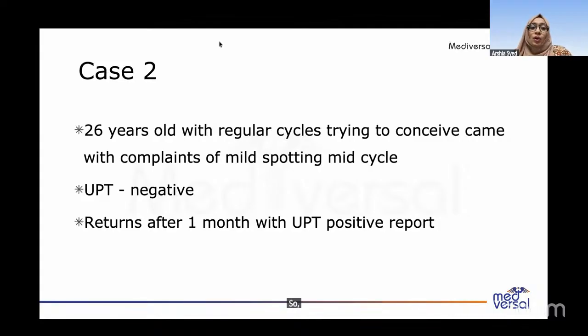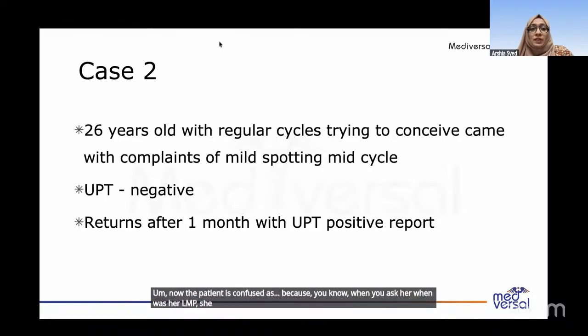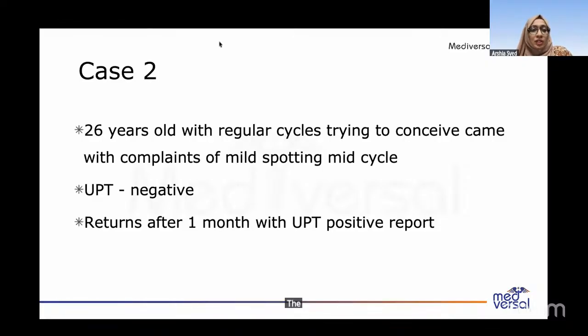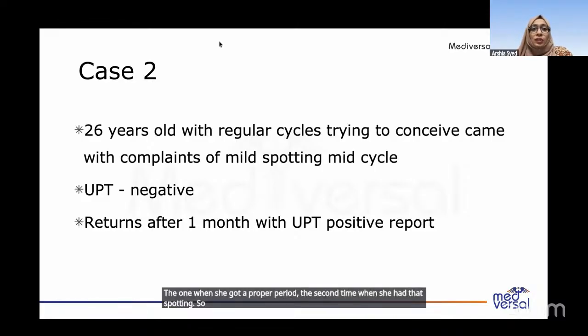So she repeated the urine pregnancy test after a month, and this time it has come as positive. But now the patient is confused, because when you ask her when her LMP was, she feels like she had two cycles: the one when she got her proper periods, and the second time when she had that spotting. So she is confused as to whether she really had a missed period or not, because that mid-cycle spotting is what confuses her.